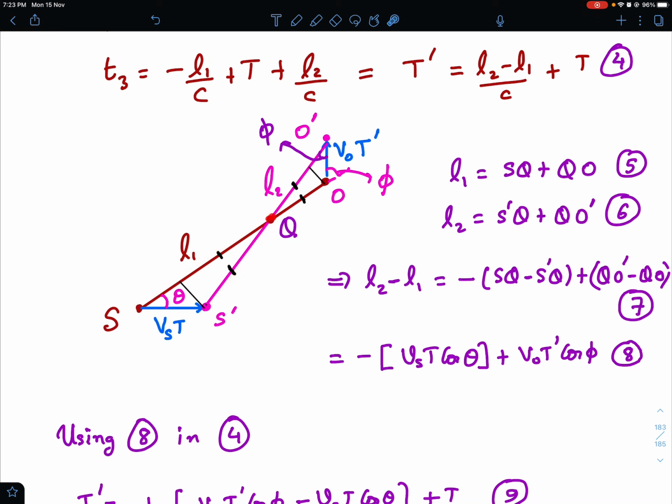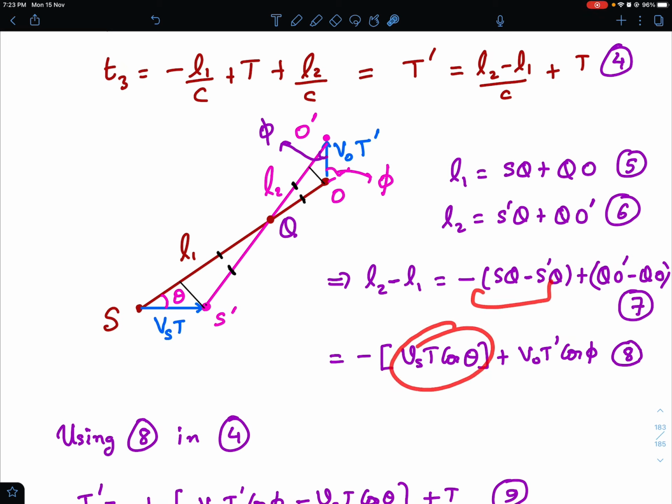Now similarly, let us estimate this distance SQ minus S prime Q. Again I put the compass at Q and take an arc like this. So this and this become equal, and then this is the extra length. So the extra length will be simply vS T into cos theta.